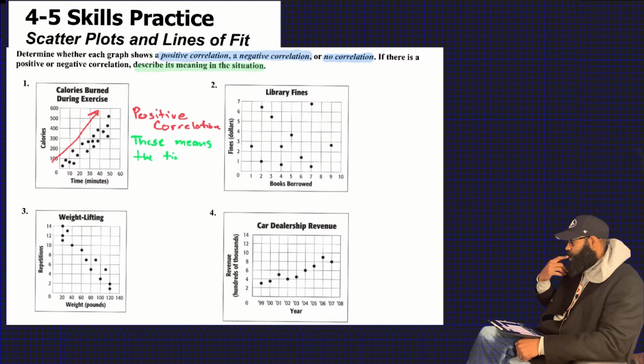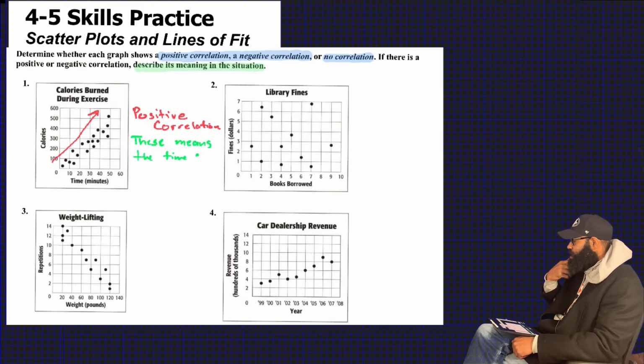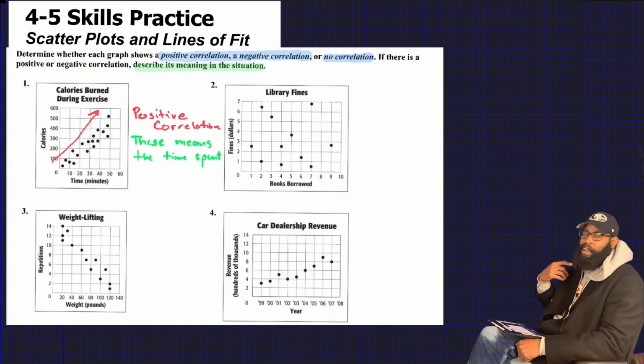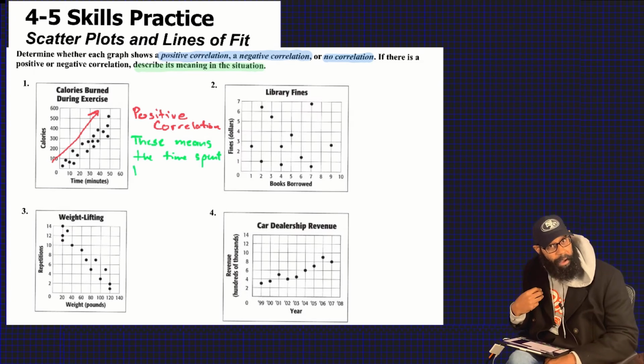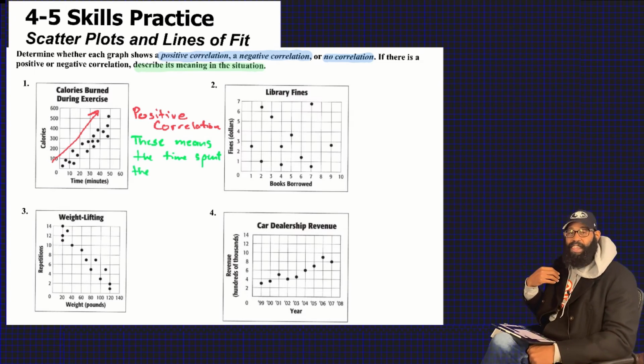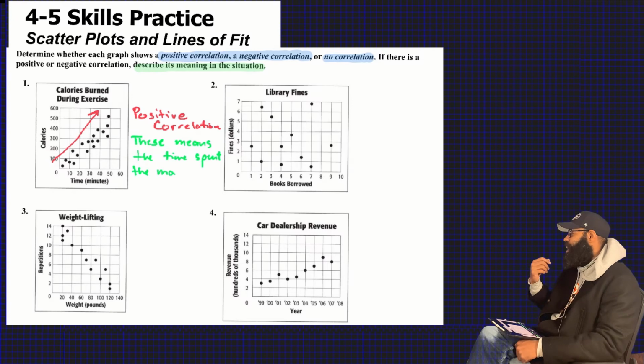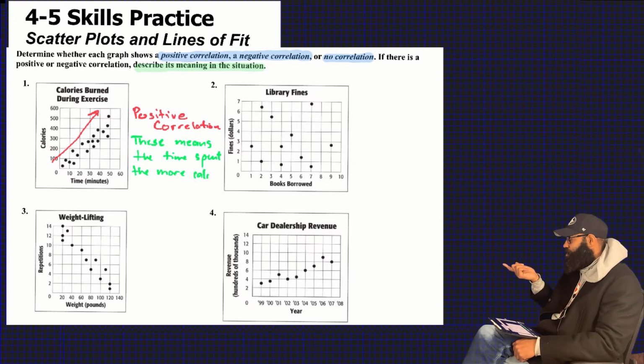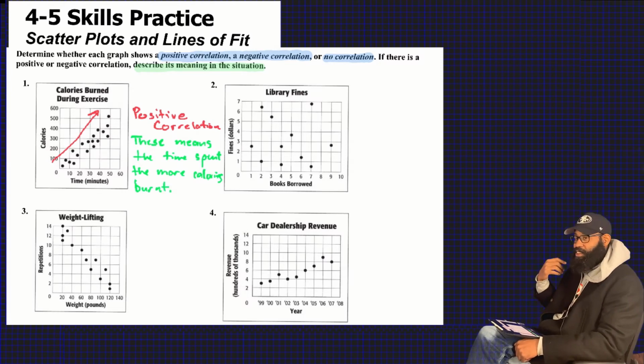This means the more time spent exercising, the more calories we burn, right? That's what your PE teacher's been telling you. Just kidding, right? All right, so that's number one, and I both stated the correlation and what that meant.